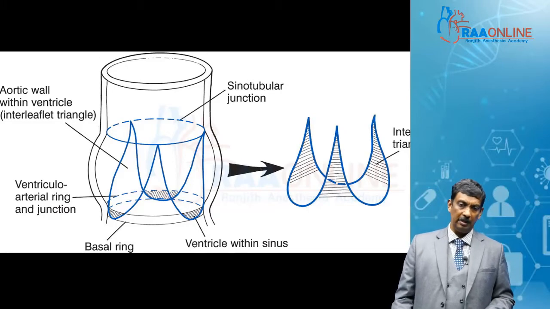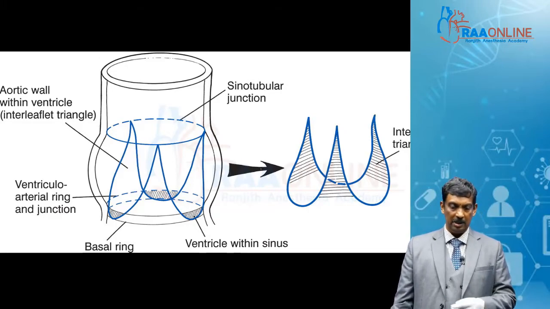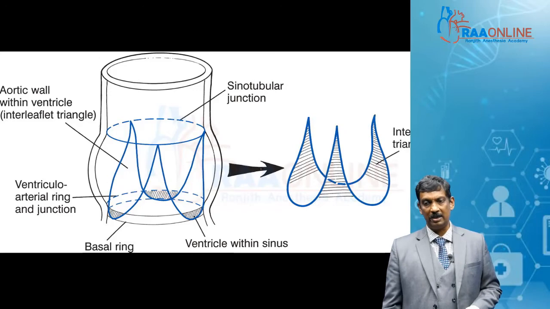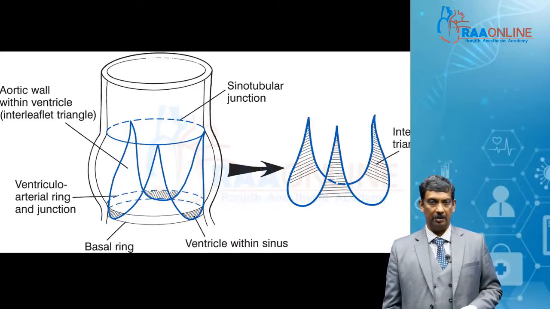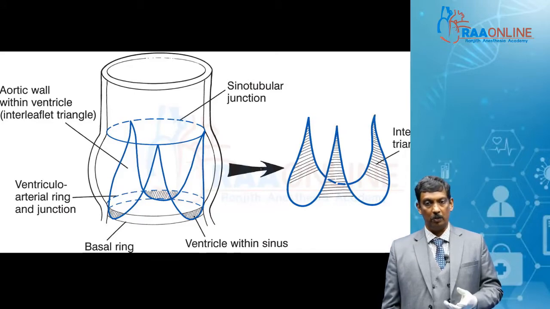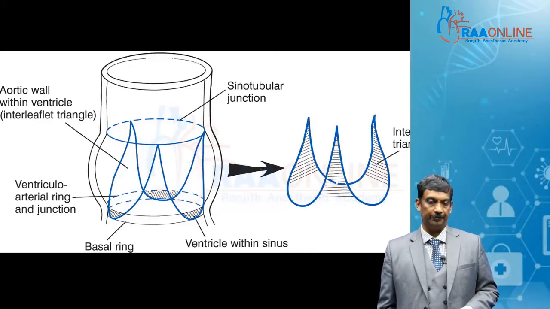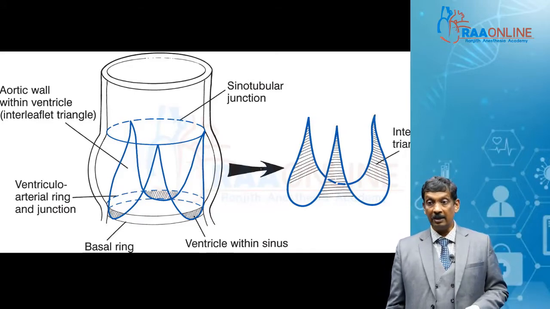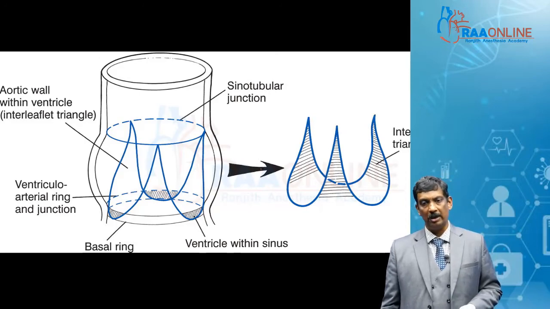So when you see that little area which is shaded and marked as ventricle within the sinus, it is actually anatomically the ventricle, but the pressure would be that of the aorta. The interleaflet triangles, they are actually within the anatomical aorta, but the pressure there would be that of the ventricles.